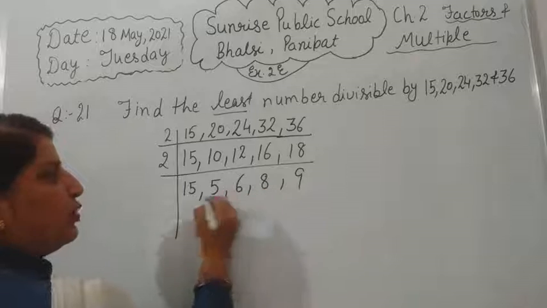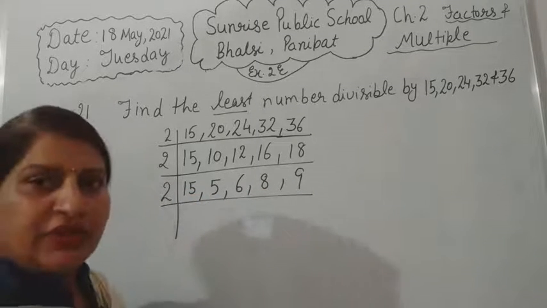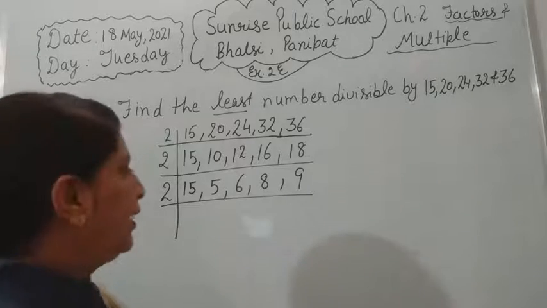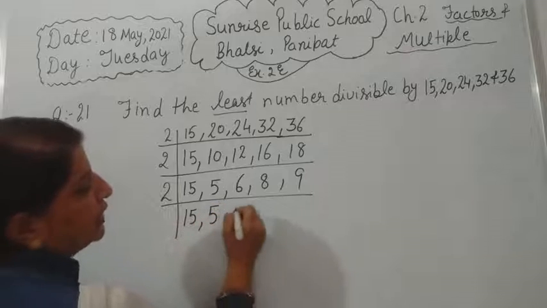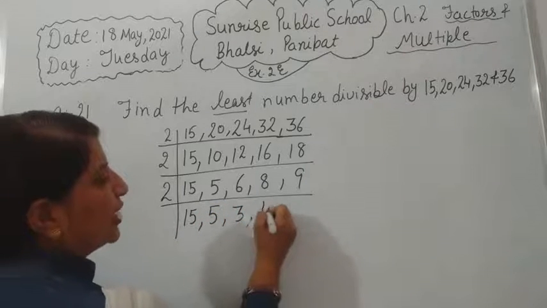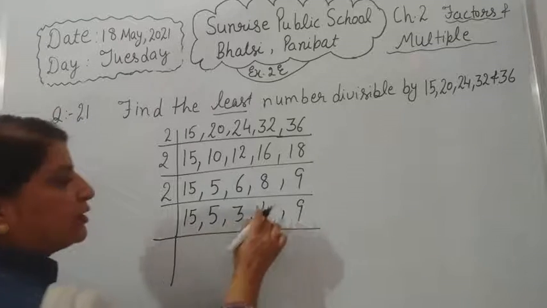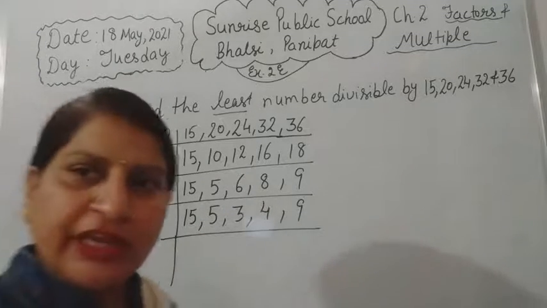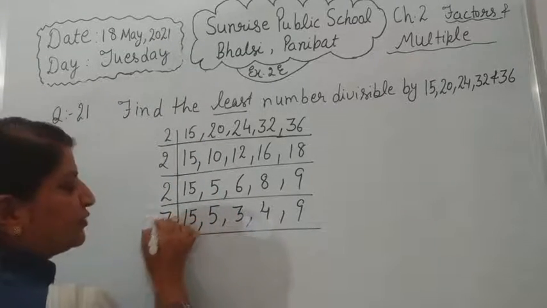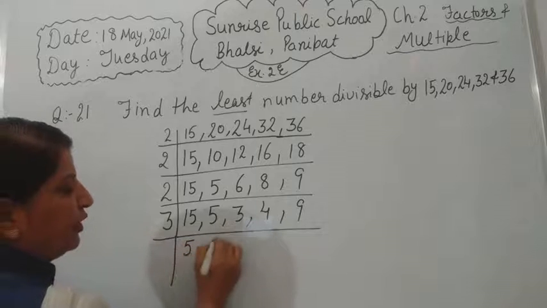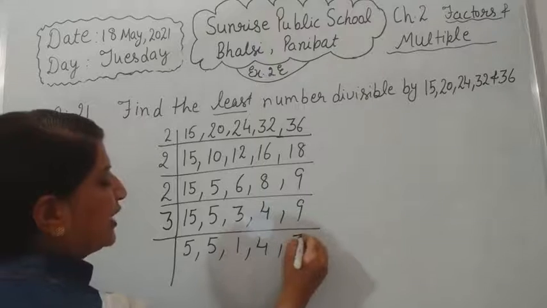Now here these two numbers are again divisible by 2. So again we start to divide the number by 2. Now here we write 15, then 5, then 2 3s are 6, 2 4s are 8 and then 9. Now there is only one number that is divisible by 2. So we leave it as it is and we start to divide the number by 3. 3 5s are 15, 5 as it is, 3 1s are 3, 4 as it is and then 3.